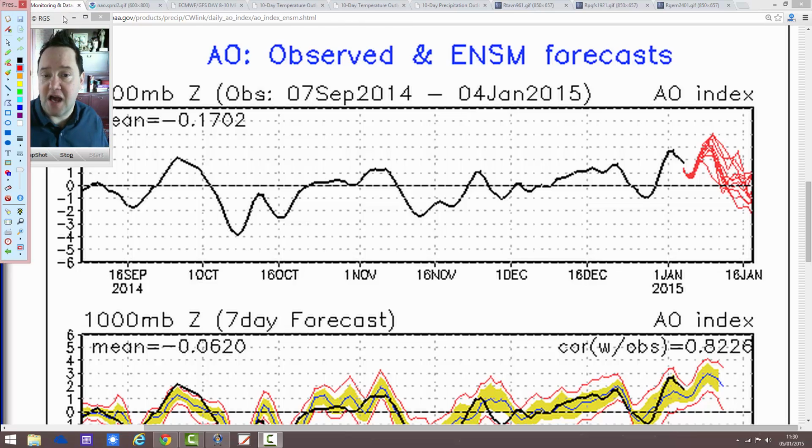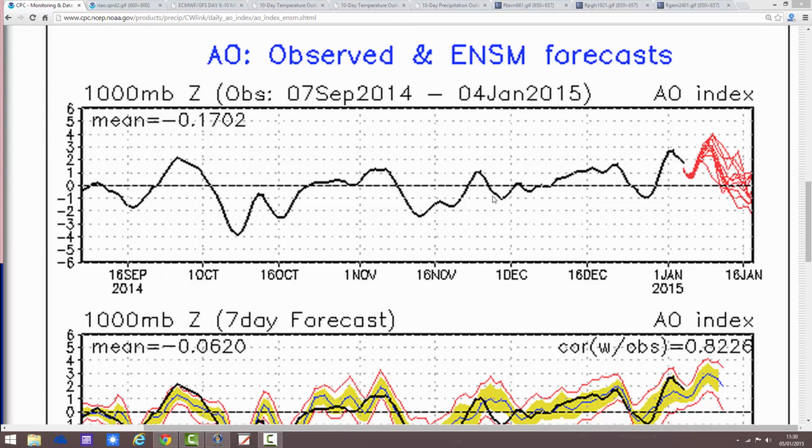So we'll start off with the Arctic Oscillation observed and forecast chart. The black line on this graph tells us where the Arctic Oscillation has been going back to September. The red lines at the end are where it is forecast to go as we move through into January. We can see that the black line has gone very positive recently, so we've developed quite a lot of low pressure over the top of the pole. We're going to get a little bit of a dip in the coming couple of days, but then we're going to go very positive again as we run up through the second week of the month.